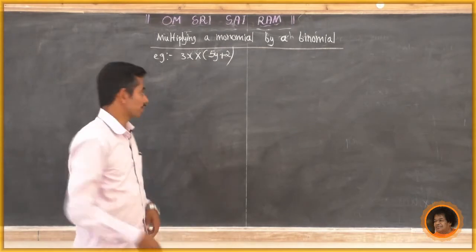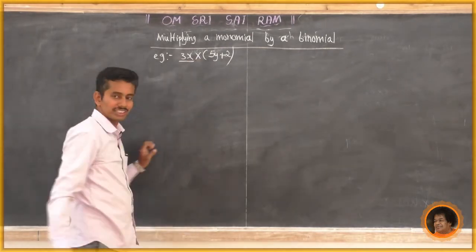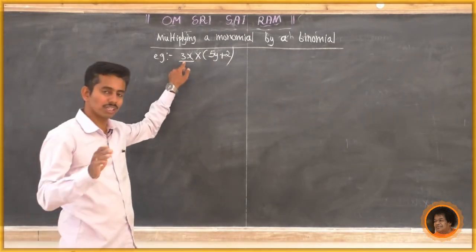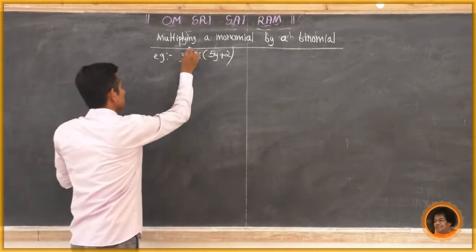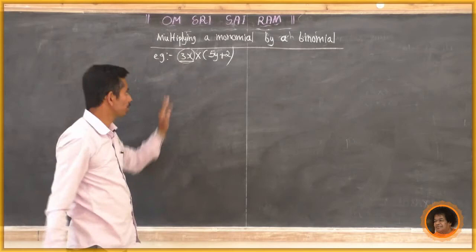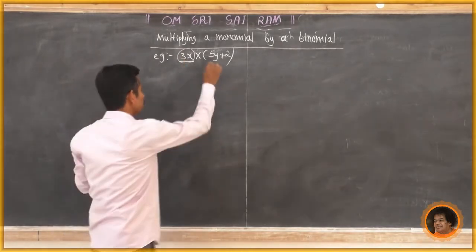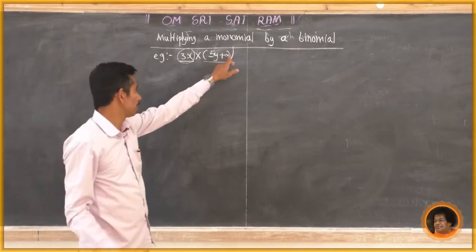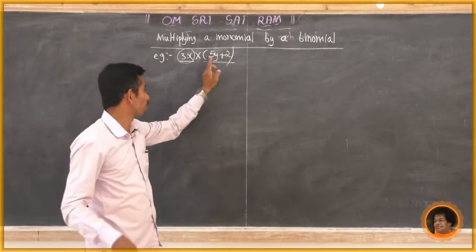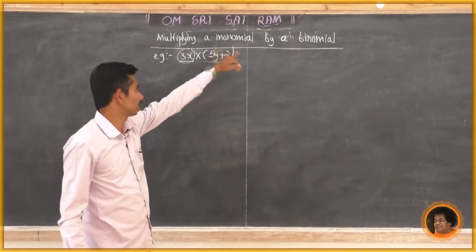3x into 5y plus 2. Now 3x is a monomial. Why is it a monomial? Monomial means the expression which contains a single term, and this is a single term. So 3x is a monomial. This monomial into binomial. This is a binomial. 5y is the first term, plus 2 is the second term. So totally 2 terms. So it is a binomial.